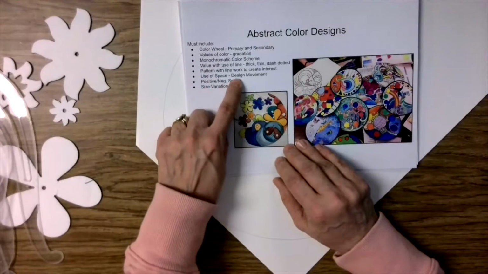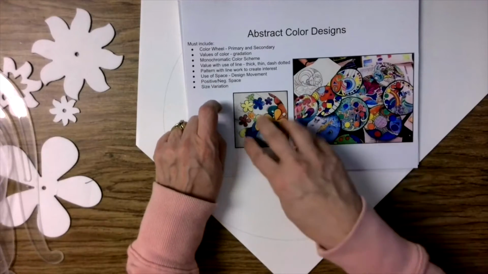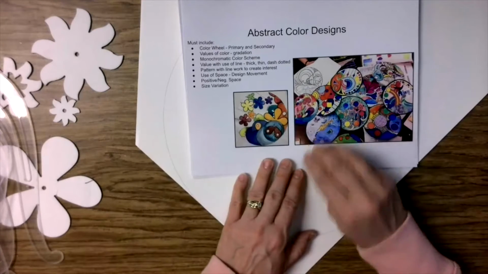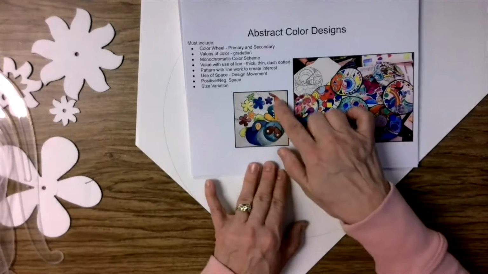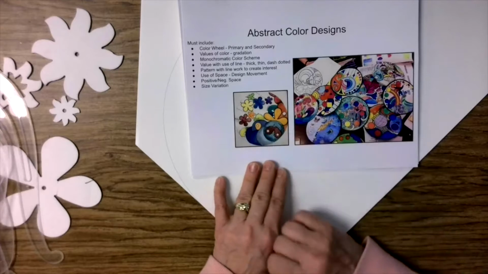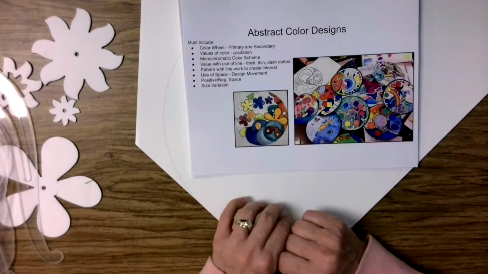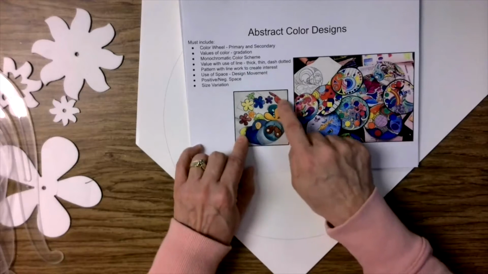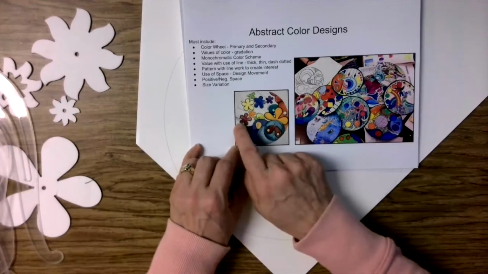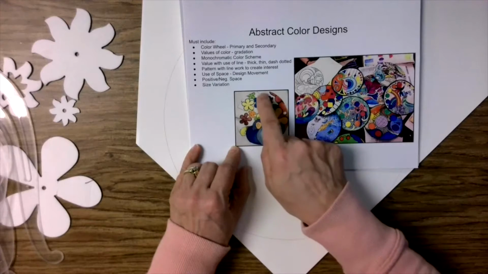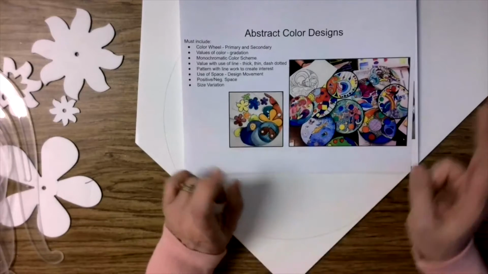Use of space. Does your design have movement, or is it all congested? Is it all just stuck in one area? How does it keep the eye flowing and looking through that whole design? And the use of positive and negative space. So positive space is the space contained by the object. Negative space is the space in and around the object. Did you utilize both of those?